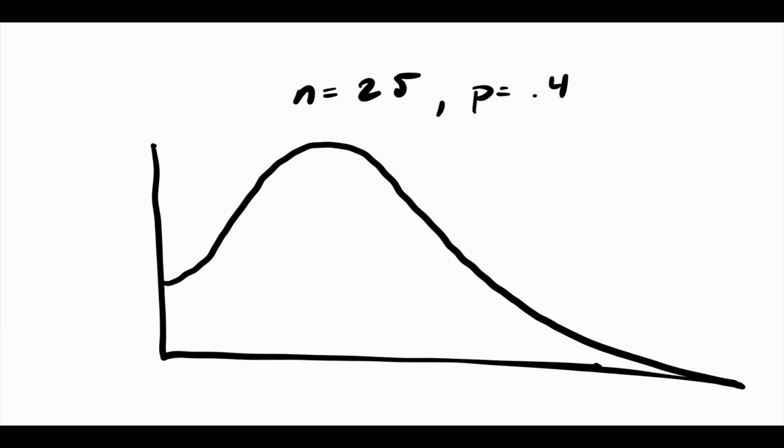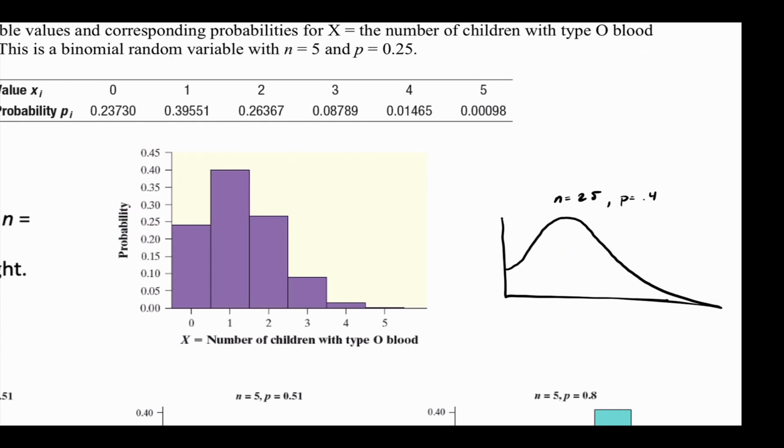So if I have 25 total, and 0.4 is my probability of success, what is 40% of 25? 10-ish, right? So the high bars would be around 10.